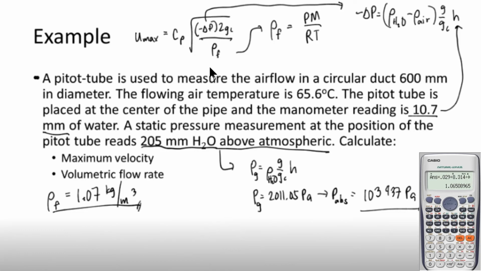Okay? Do not confuse the densities in here. For our calculation of the gauge pressure, we use the density of the manometric fluid. In this case, that's water. And for our maximum velocity equation, we use the density of our working fluid, which is air. Let's now solve for the maximum velocity.